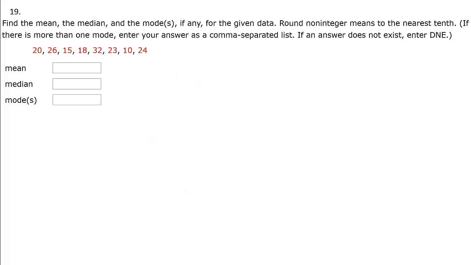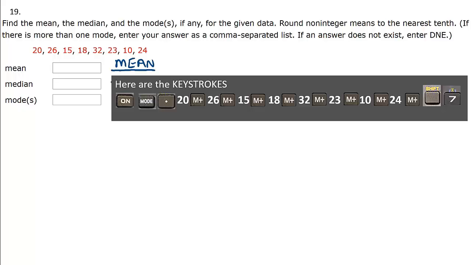Number 19, find the mean, median, and the mode or modes, if any, for the given data. Round non-integer means to the nearest tenth, and if there's more than one mode, enter your answer as a comma-separated list. If an answer does not exist, enter DNE for does not exist. So our numbers are 20, 26, 15, 18, 32, 23, 10, and 24, and we want to calculate the mean.